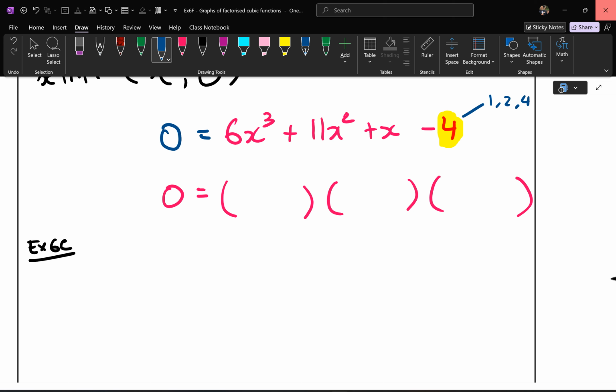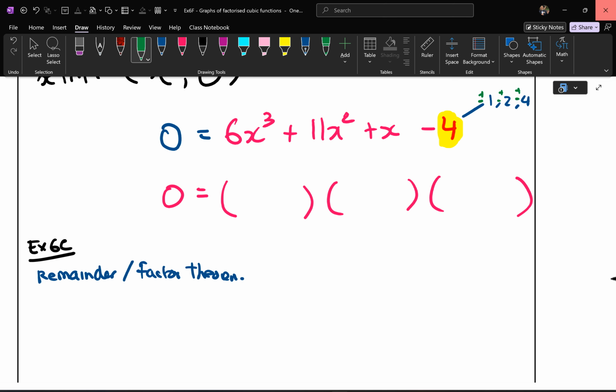Exercise 6c, we're using the remainder theorem or factor theorem. So I'm going to write here remainder / factor theorem. That theory simply says when you sub the number into this, whatever the answer is, that is your remainder. The numbers we're going to test are positive 1, negative 1, positive 2, negative 2, positive 4, or negative 4.